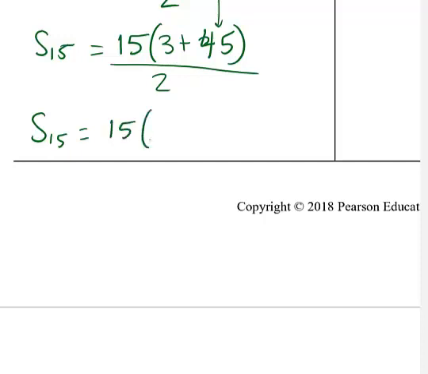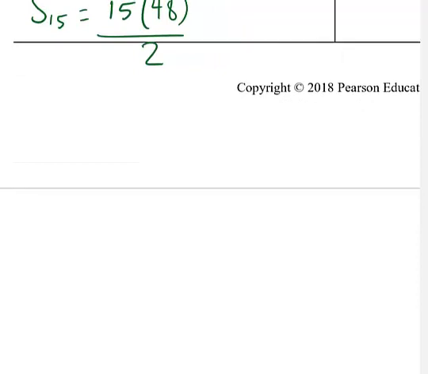Looks like 15 times, let's see, 3 plus 45 is 48, over 2. And that reduces a little bit. 2 goes into 48 24 times. So we're looking at 24 times 15.